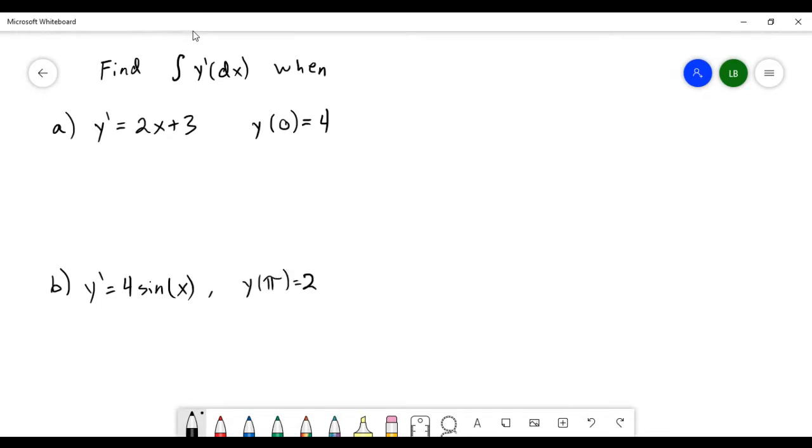And if this is a bit confusing, really all I'm saying is part A, what is the integral of 2x plus 3 dx when you know that one of the numbers should be a 4? If you plug in 0 into this function, we should get 4. I think you can try that out for me.